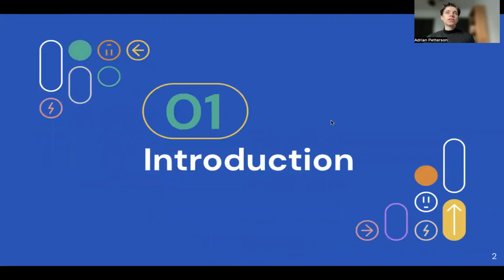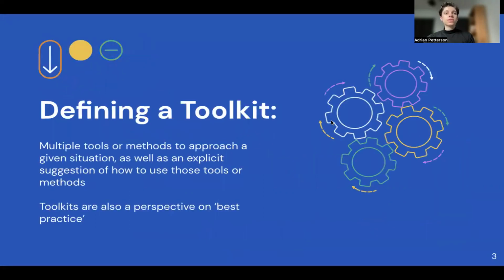In recent years, the CHI and larger ACM community have been increasingly concerned with issues of equity in design. In this study, we use toolkits as an artifact signaling how design is currently approaching equity. We define toolkits as having multiple tools or methods to approach a given situation, as well as an explicit suggestion of how to use those tools or methods. As an artifact, toolkits are particularly well suited to show what is considered best practice by its creator.